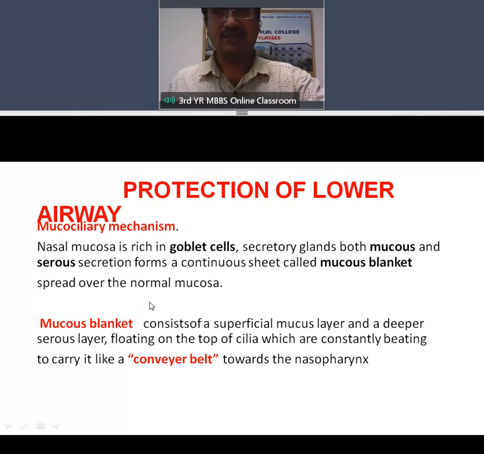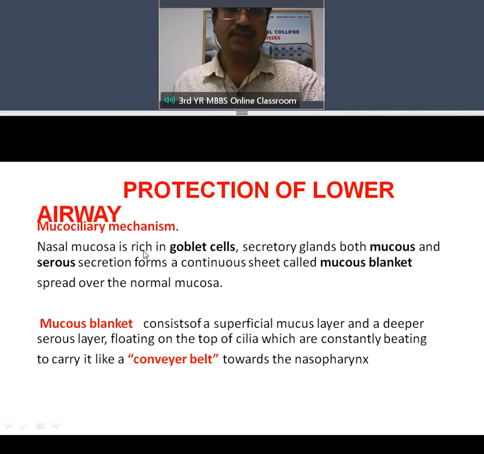The inspired air will carry environmental pollutants, bacteria, viruses, and all sorts of particles. These will not reach the lower respiratory tract because of the mucociliary mechanism of the nasal cavity. The nasal mucosa is rich in goblet cells and secretory glands, both mucus and serous. These secretions form a continuous sheet over the nasal mucosa that is called the mucus blanket. The mucus blanket consists of a superficial mucus layer and a deep serous layer.